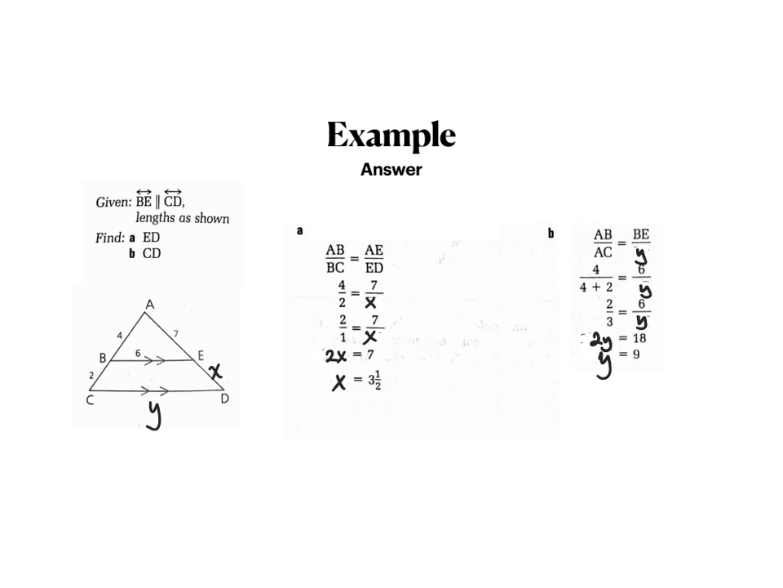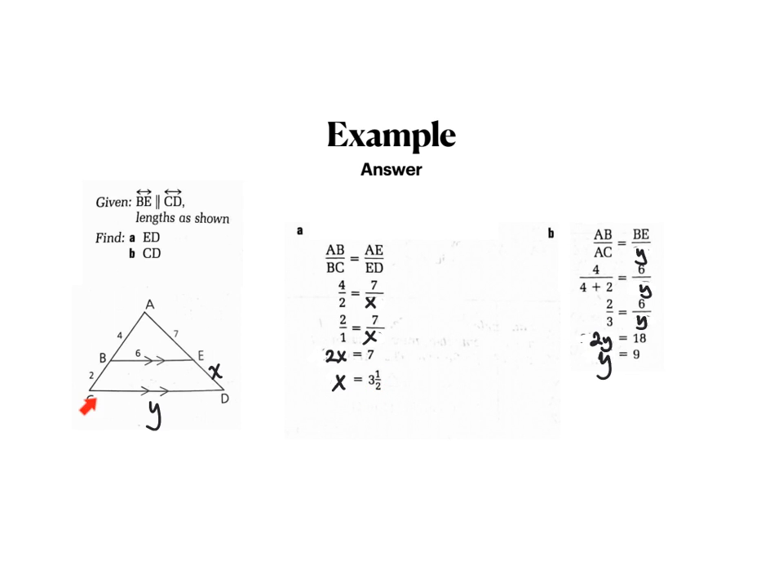So here are the proportions. AB over BC equals AE over ED. Substituting in the values, I have 4 over 2 equals 7 over x. I can cross multiply. Here I simplified. 4 over 2 is the same as 2 over 1. Cross multiply, 2x equals 7. X must be 3.5 or 7 over 2.